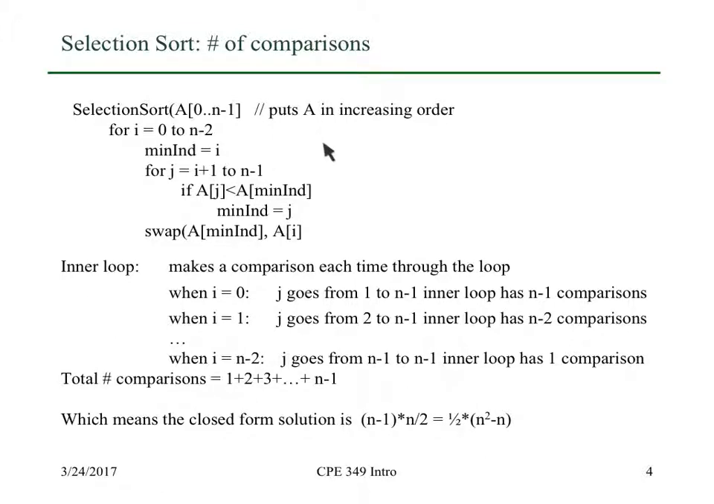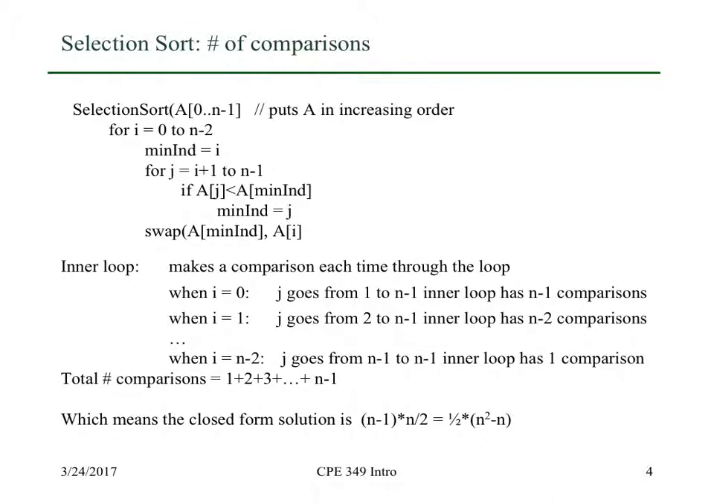Again, each time through the outer loop, i will get incremented. So this will go up by 1 each time, and that means there'll be one less comparison in here. And so we end up with, when i is equal to 0, again, j will go from 1 to n minus 1, so we get n minus 1 comparisons. When i is equal to 1, j goes from 2 to n minus 1, so n minus 2 comparisons. And finally, when i is equal to n minus 2, j goes from n minus 1 to n minus 1, and so we have one comparison.